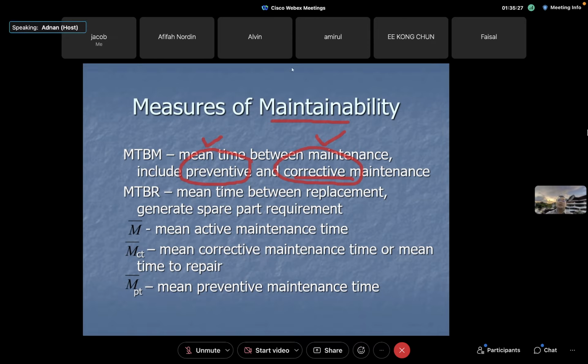Anyone? Please respond in the chat box. Now you are working for JKR, for example, as a district engineer. Which type of maintenance for the light bulb do you want to implement? Will you wait for the failure or will you change before failure? Okay, change before failure. Somebody says corrective. Okay, depends on the situation.